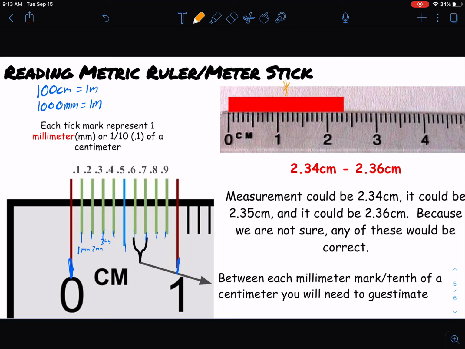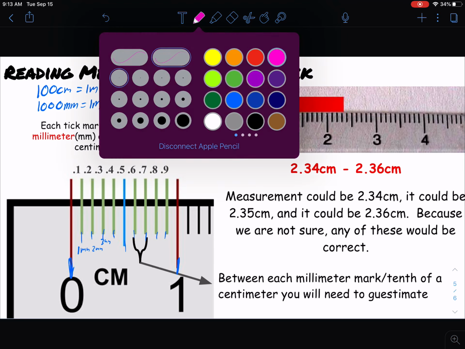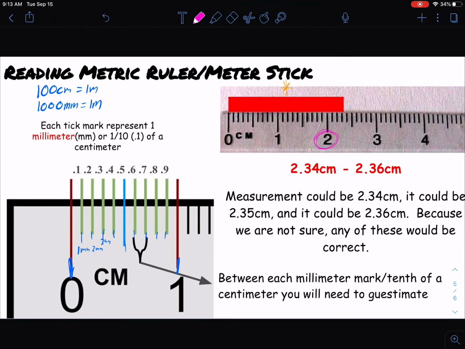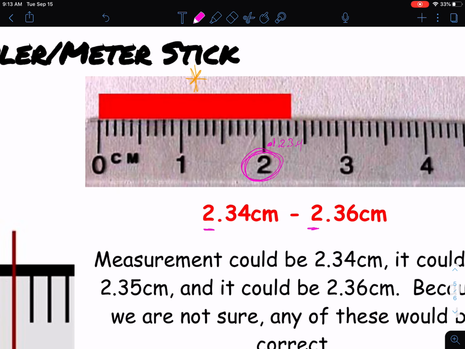When we're looking at this meter stick, we are sure, that doesn't show up very well. We are sure that it went past the 2. That's why we have 2 in both of those. This here would be 0.1, 0.2, 0.3. The next measurement would be 0.4. I'm going to zoom in a little here. We know it went past a 0.3, so that's why you see the 0.3 in all those.